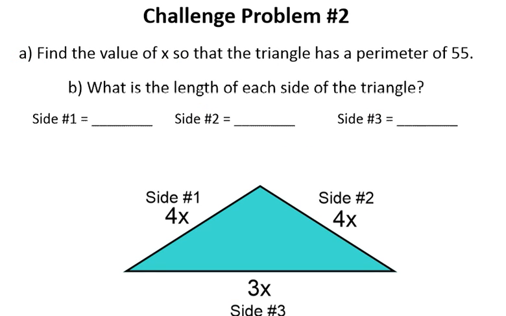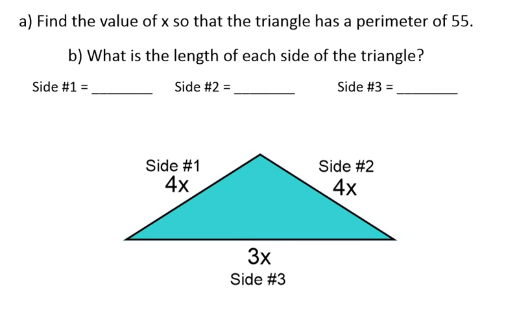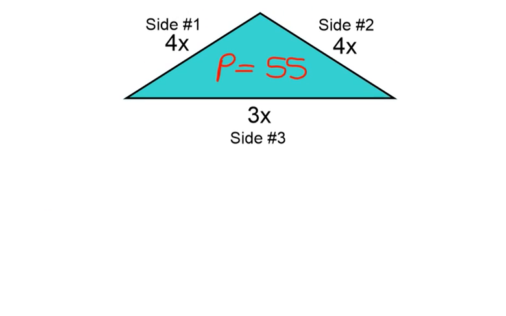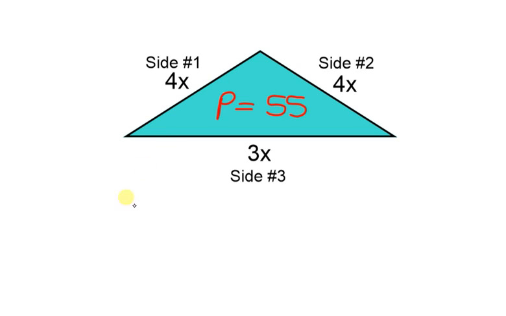All right, we have one more challenge problem. So we need to find the value of x so that the triangle has a perimeter of 55. So P is going to equal 55. So first I need to find x, and I'm going to do the exact same thing that I just did with the last problem. So I need to add them all up. 4x plus 3x plus 4x, but this time I need to add my equals 55.